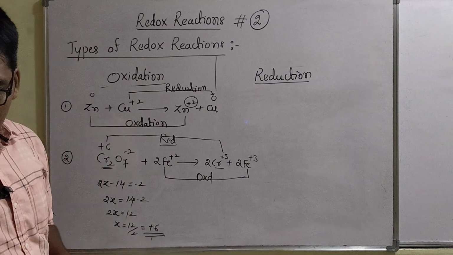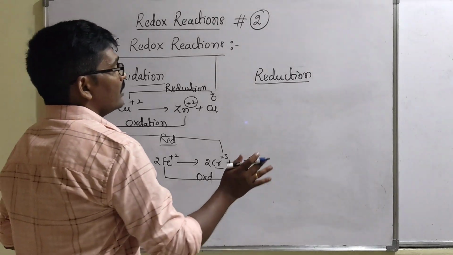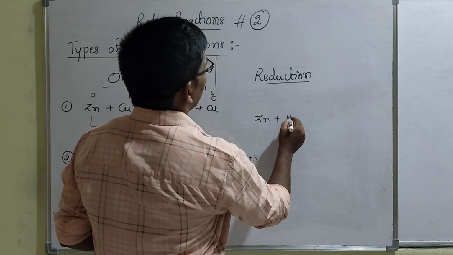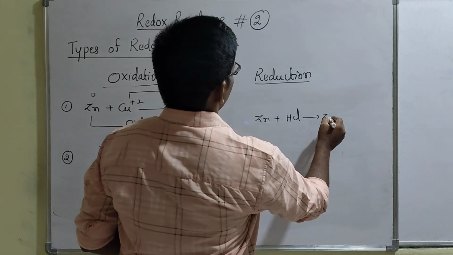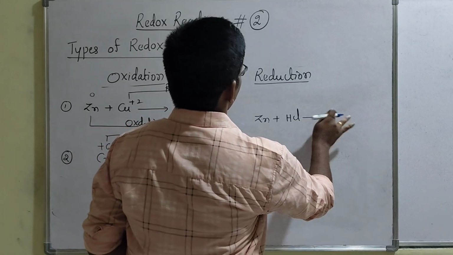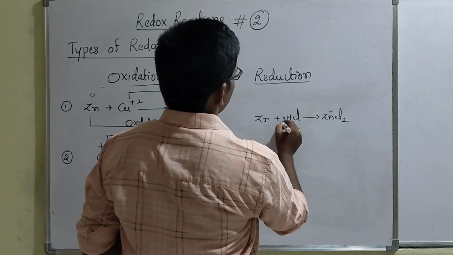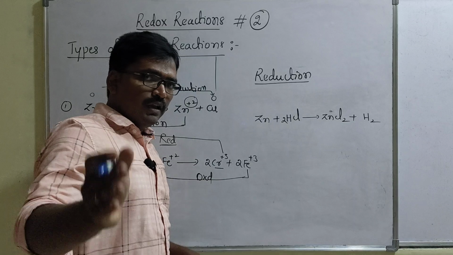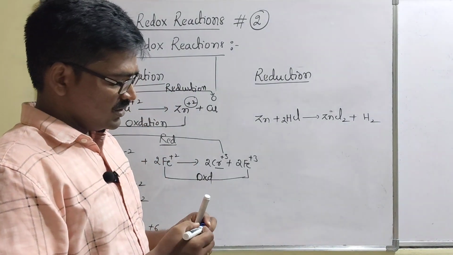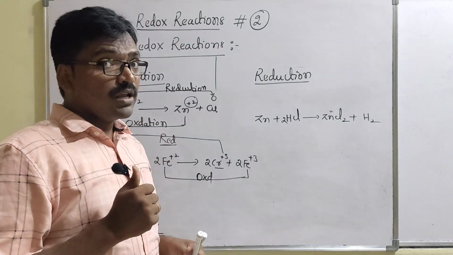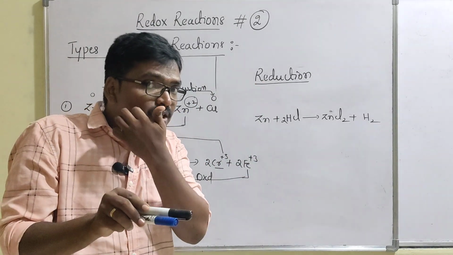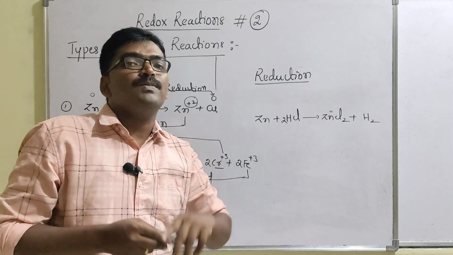Then one more example I will give to you, my dear students. Then look at Zn plus HCl gives rise to ZnCl2 plus H2. This is one of the reactions. Even it is also a redox reaction. So redox reaction, which are the redox reactions? Sir, in which reaction both oxidation and reduction take place?